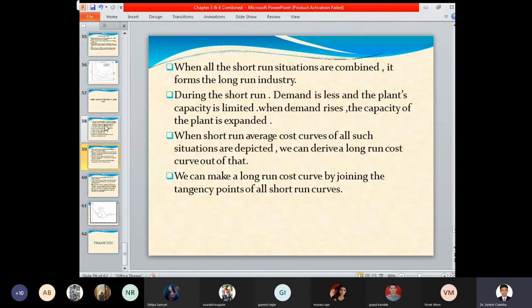Now, last point, when we make a long run cost curve by joining the tangency points of all short run cost curves. So short run cost curves can be combined together, and based on the combination of the short run cost curves, a good long run cost curve can be drawn simultaneously, and hence we can say that there is a good or common proportion about short run cost curves in the market situation or market area.